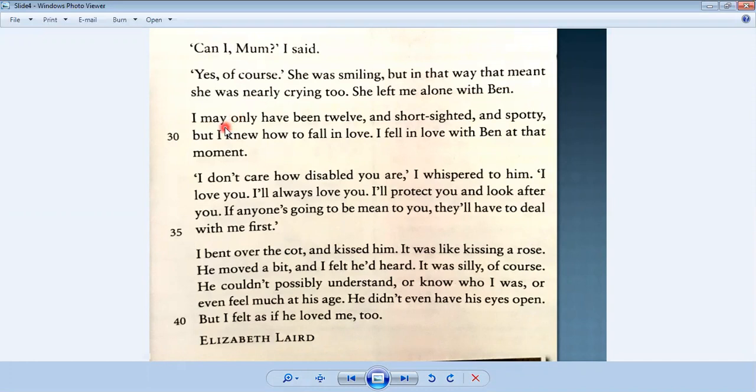I may only have been 12 and short-sighted and spotty, but I knew how to fall in love. I fell in love with Ben at that moment. I don't care how disabled you are, I whispered to him. I love you. I'll always love you. I'll protect you and look after you. If anyone is going to be mean to you, they will have to deal with me first. I bent over the cot and kissed him. I felt as if he loved me too.